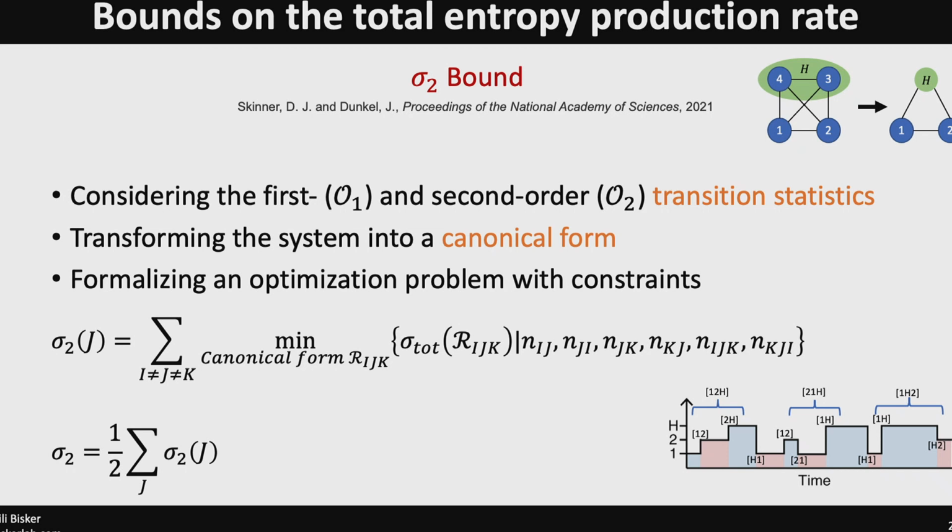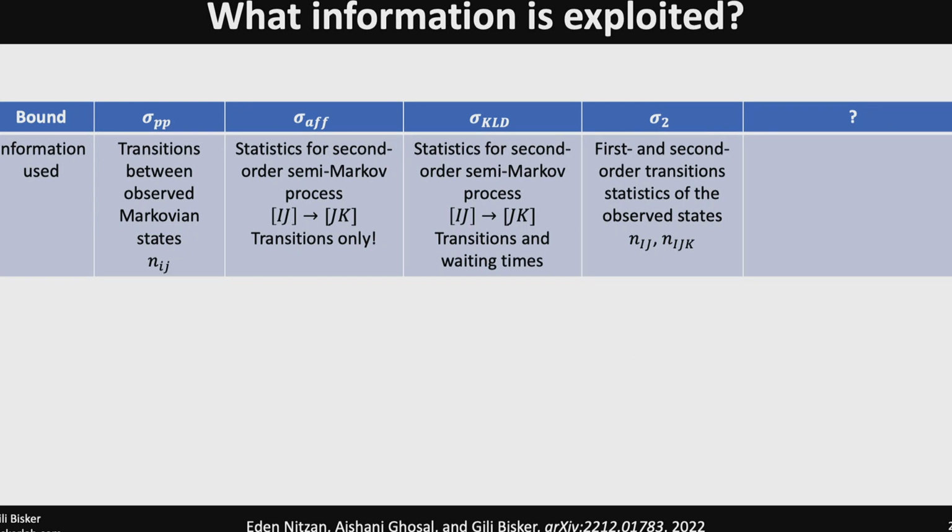Okay, so this is the sigma 2 bound. So just as an intermediate summary, just to highlight which information is being used for each of the bounds. For the passive partial entropy production rate, we only took the transitions between the observed Markovian states. For the affinity, we took the statistics for the second order semi-Markov process, so only transitions. For the KLD bound, we took the statistics for the second order semi-Markov process, both the transitions and the waiting time. And for the sigma 2 bound, we took the first and second order transition statistics of the observed state.